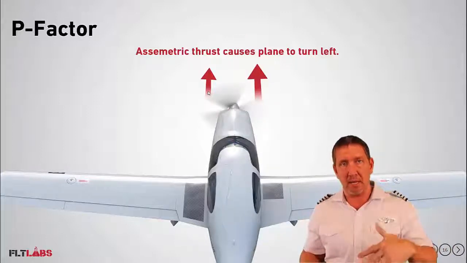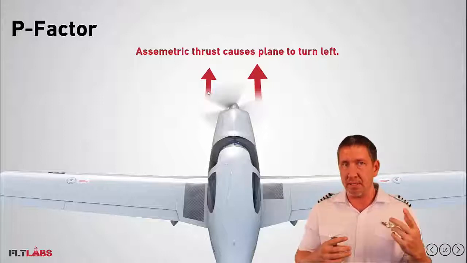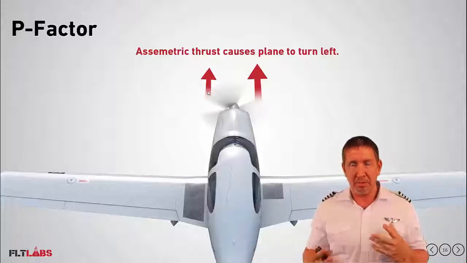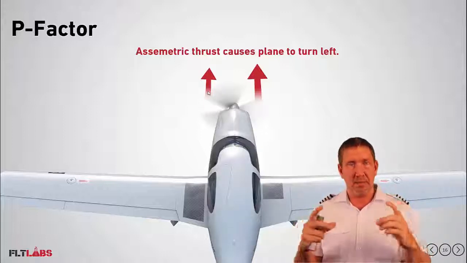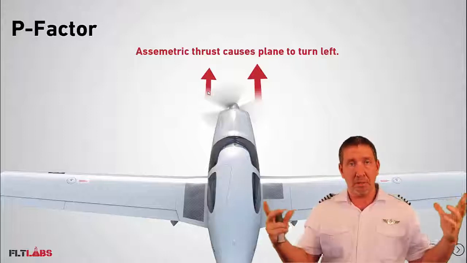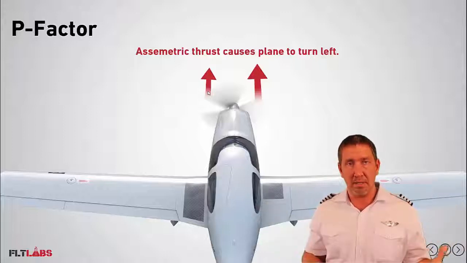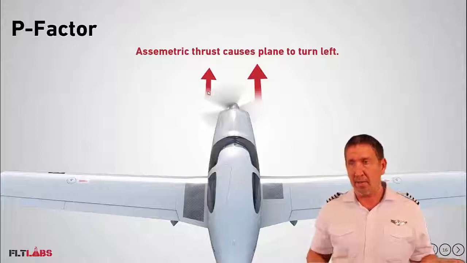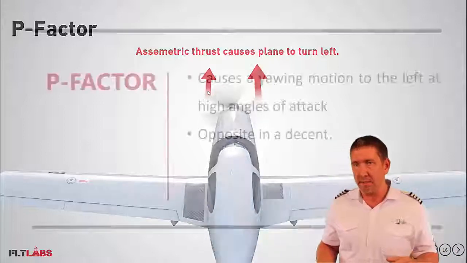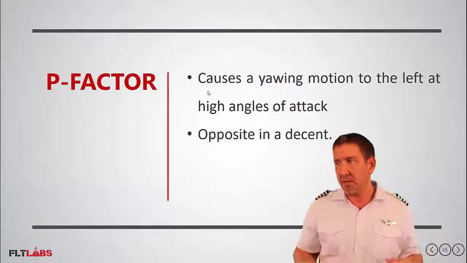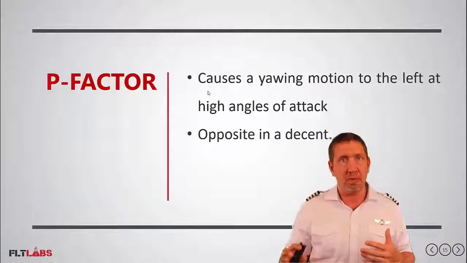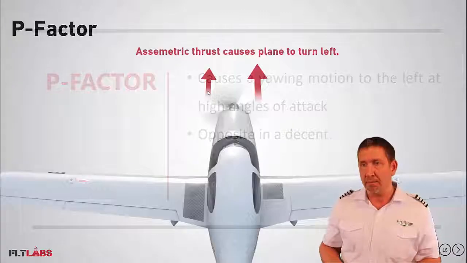When we're in a descent, those roles reverse and it's opposite. We don't experience it much in the propeller sizes of the trainers, but larger propellers, like a Caravan, those types, will have the opposite effect in a descent. So we have P factor, that's going to cause a yawing motion to the left. We're going to need right rudder in a climb because of that.